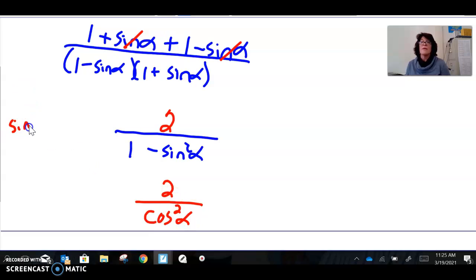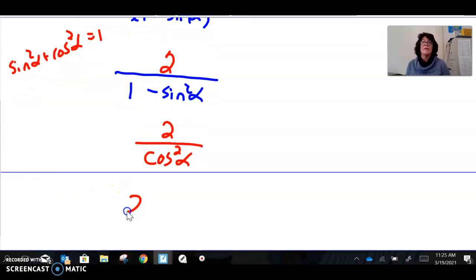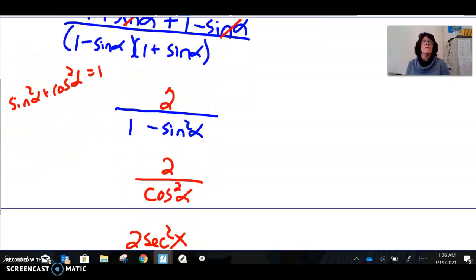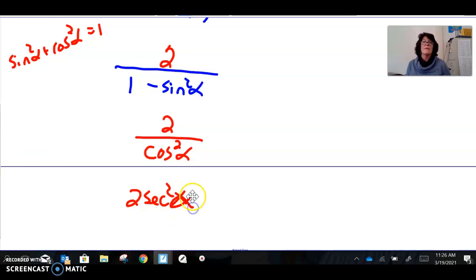Remember, since sine squared plus cosine squared equals 1, that's one of our identities, if I subtract sine squared from both sides, I get cosine squared. And 2 divided by cosine squared is the same as 2 times secant squared. That's supposed to be an alpha, not an x. 2 secant squared alpha, that's where I was going. Okay?